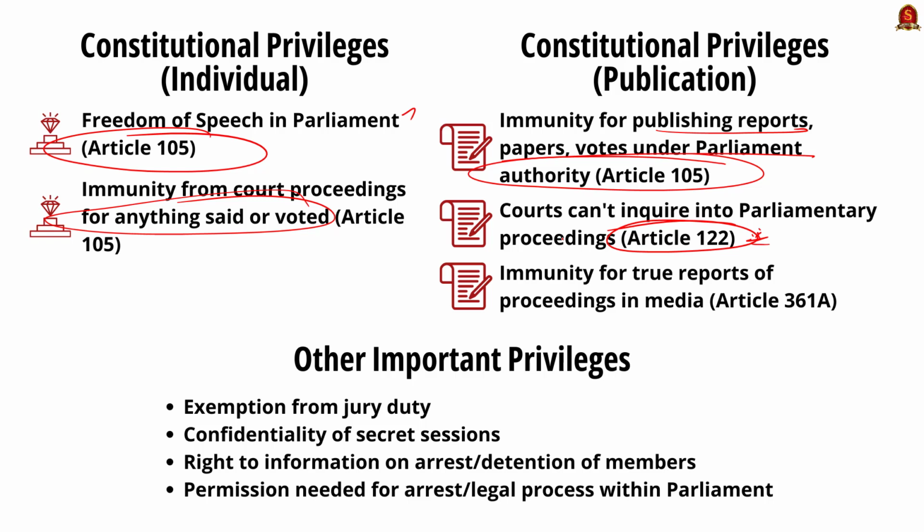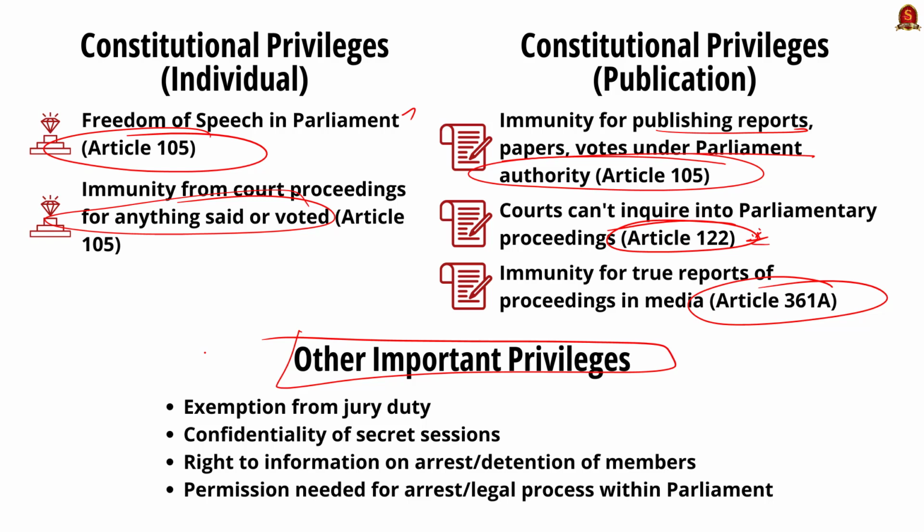Then the next privilege is provided by Article 361A of the Constitution. It provides immunity to a person from any proceedings, civil or criminal, in any court in respect of publication in a newspaper of a substantially true report of proceedings of either House of the Parliament. This is applicable unless the publication is proved to have been made with malice or to harm someone. See, this immunity is also available in relation to reports broadcast by videography. So, these were some of the constitutional provisions with respect to powers and privileges.